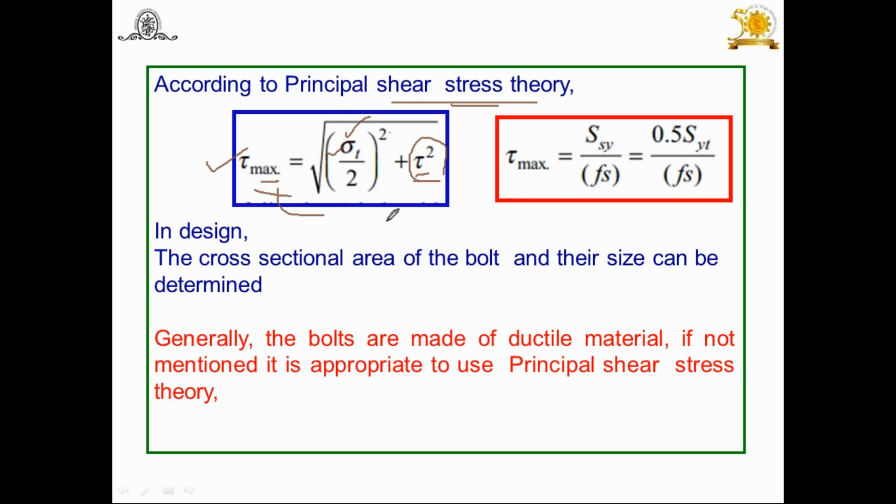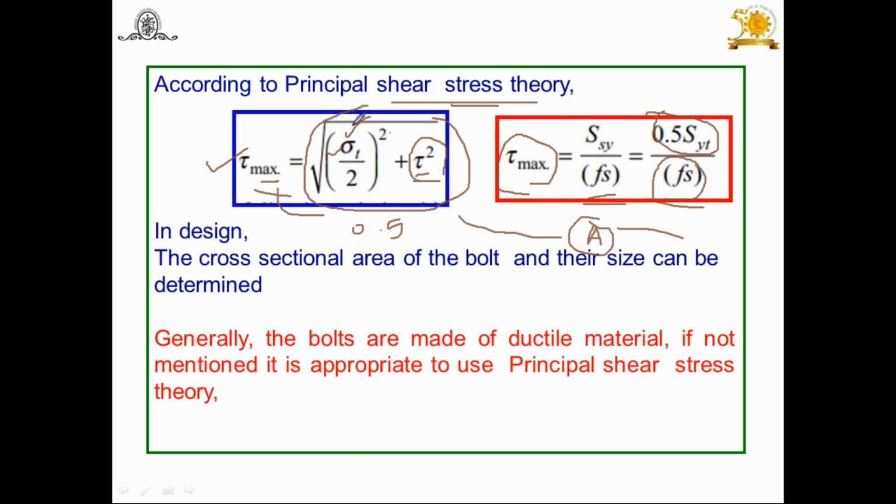Again, this tau max is in terms of area, and how to substitute the value of tau max? SSY upon FOS, and you know very well SSY is equal to 0.5 SYT upon FOS. Try to understand. So you can write here 0.5 SYT upon FOS is equal to this term, where sigma t and tau are in terms of the cross-sectional area. Again, from this cross-sectional area, you will get the minor diameter or core diameter of the bolt. And you can easily refer to the charts given for ISO metric threads to find out the size of the bolts.